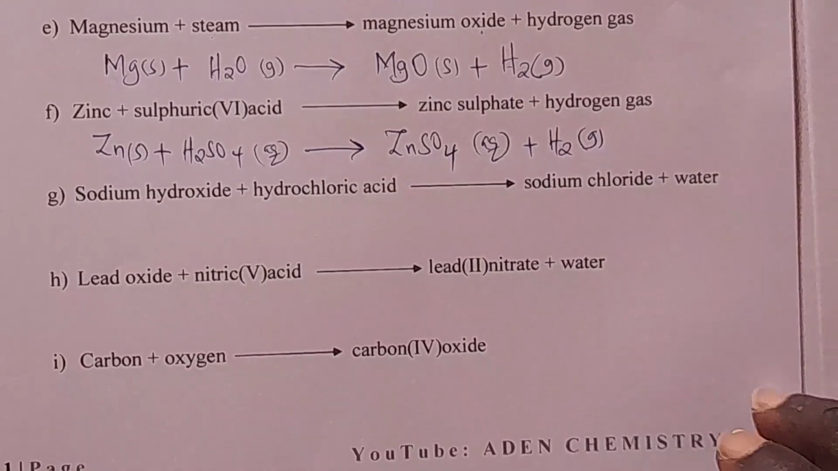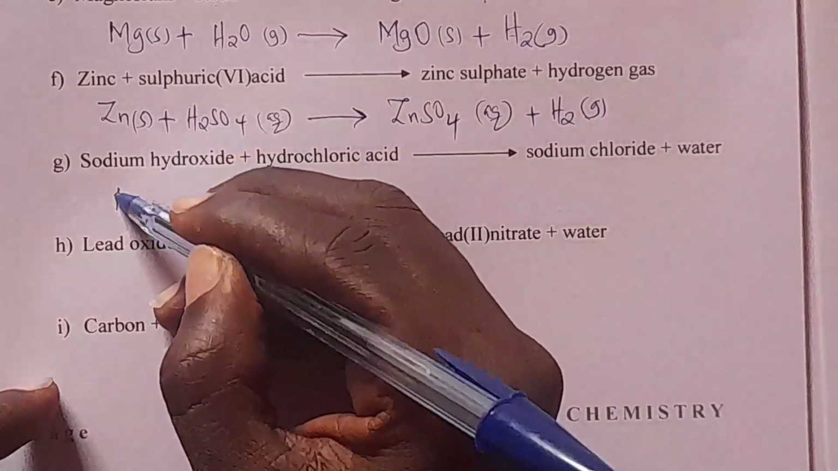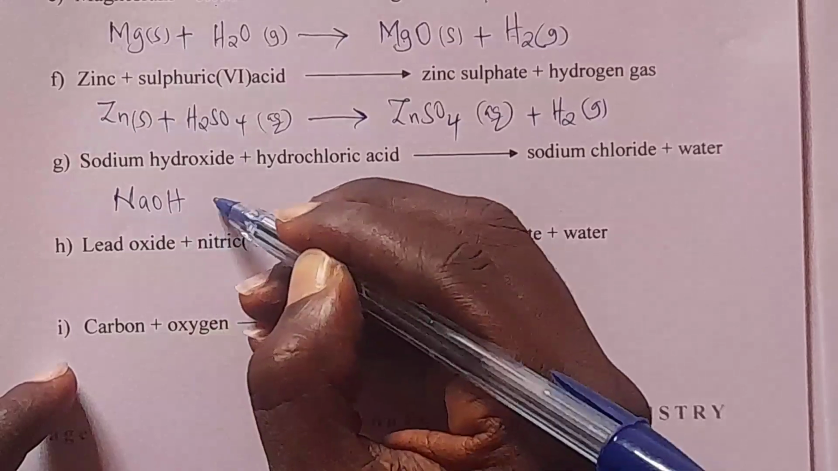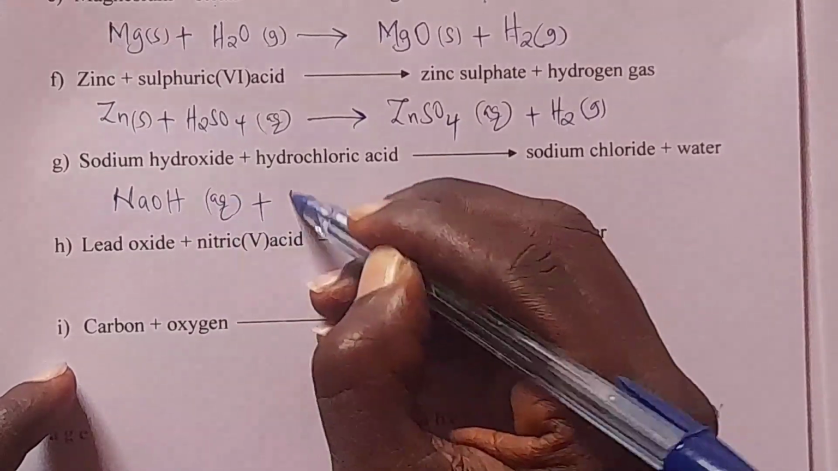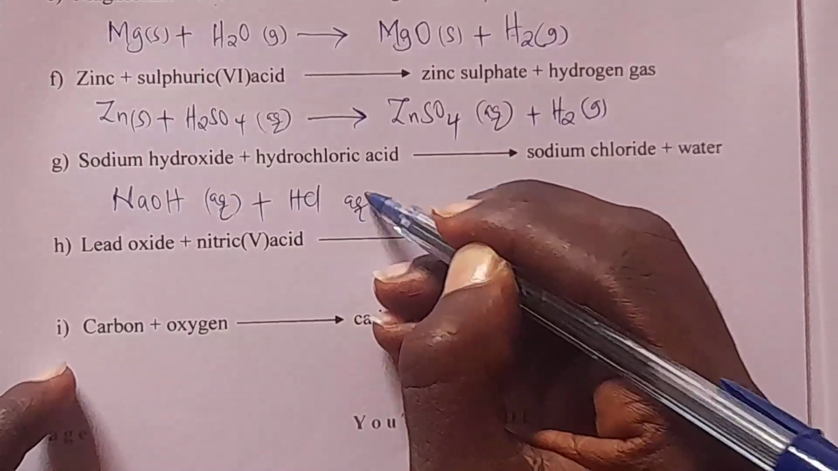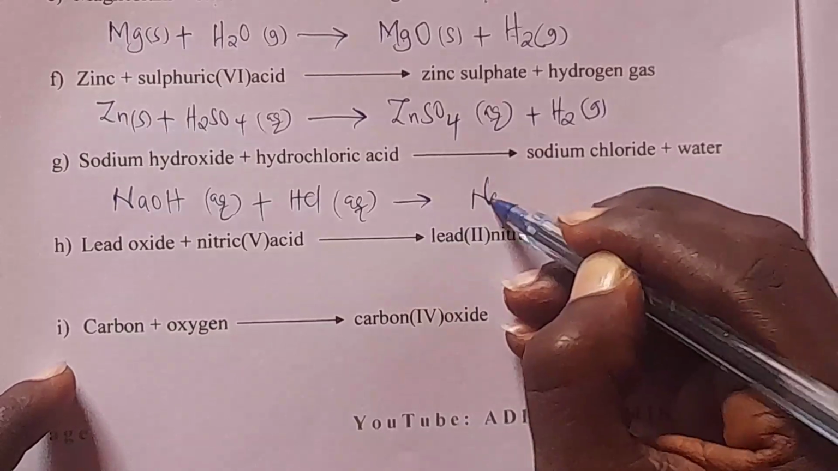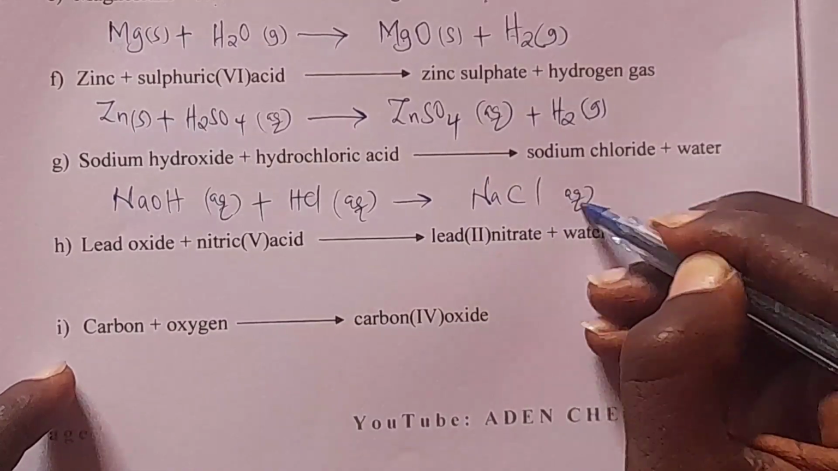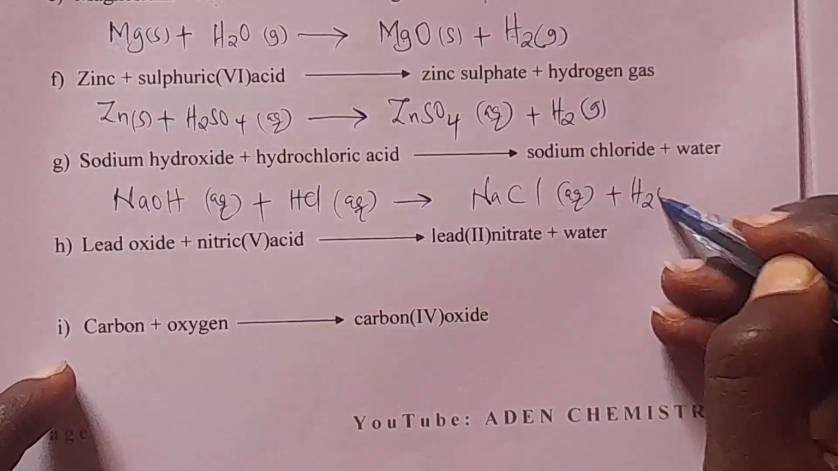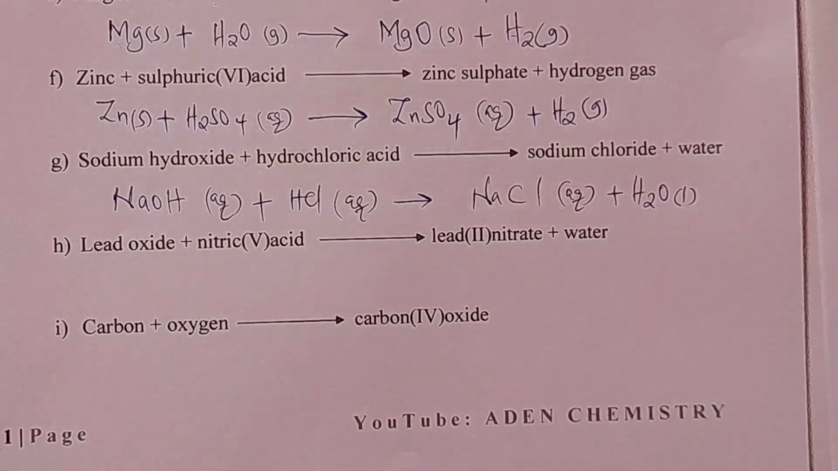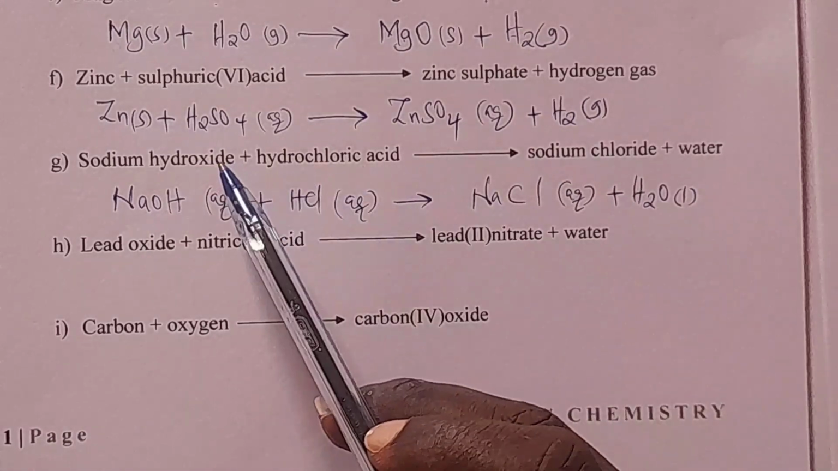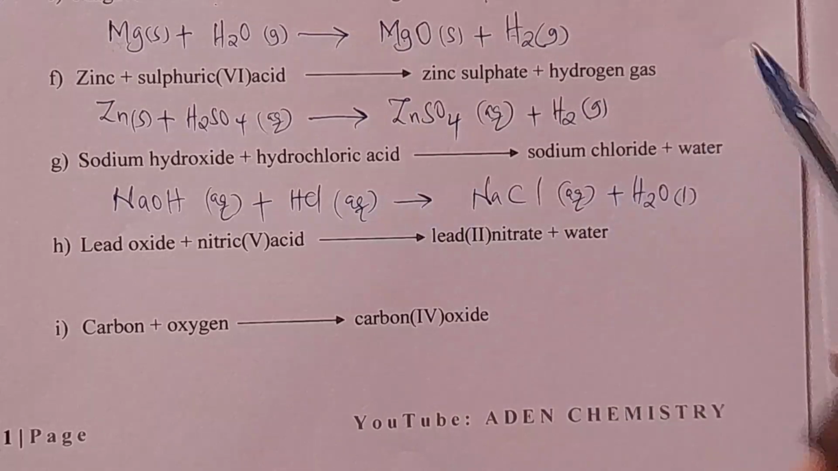We go next, sodium hydroxide plus hydrochloric acid. Sodium hydroxide is written NaOH, aqueous. Then plus hydrochloric acid, HCl, aqueous. Here we are going to get sodium chloride, aqueous, and also water. So this equation is also self-balanced. Remember, when a base reacts with an acid, we get salt and also water.